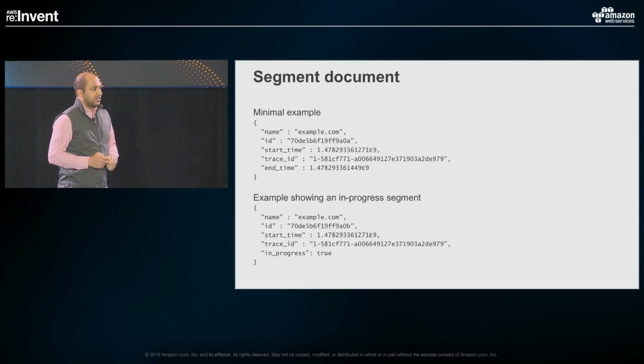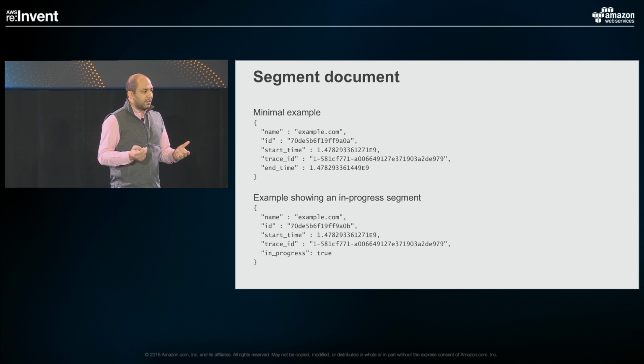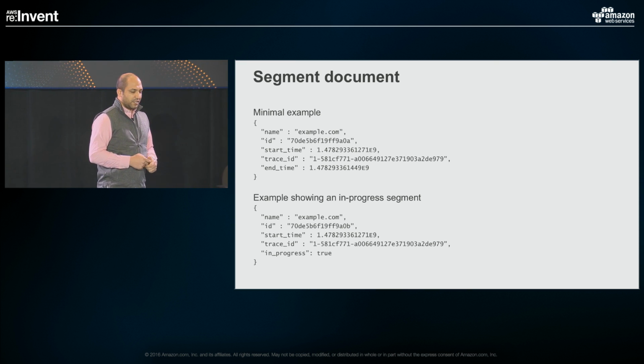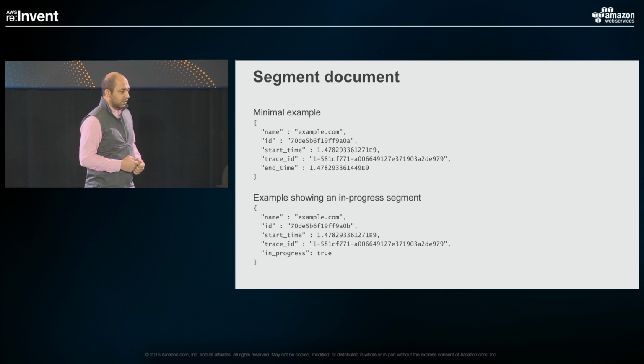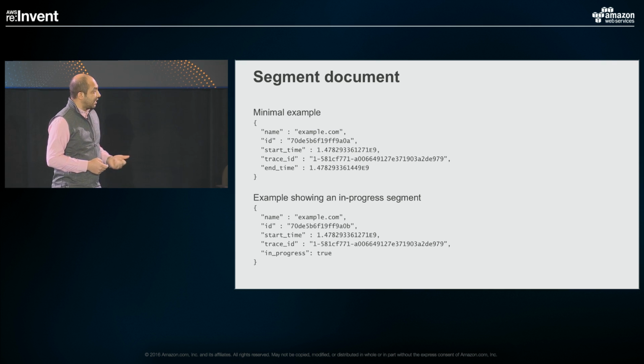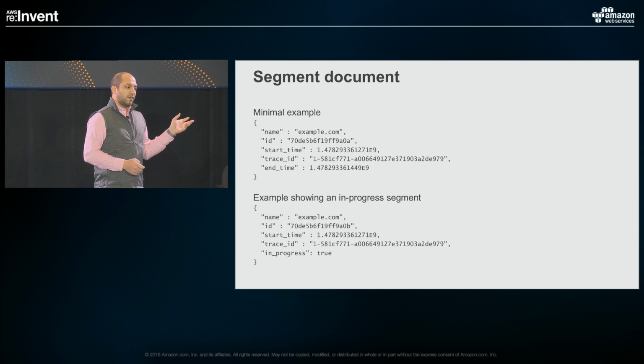So let's look at what a segment document looks like. As I mentioned, you send segments to the service. You don't send traces. I've got a minimal example of a segment document. As you can see, it has a name for the service. It has an ID. It has a start time. It has a trace ID. And it has an end time. That's pretty much the smallest piece of information that you can send to the service and still get meaningful information about the timing of what happened there.